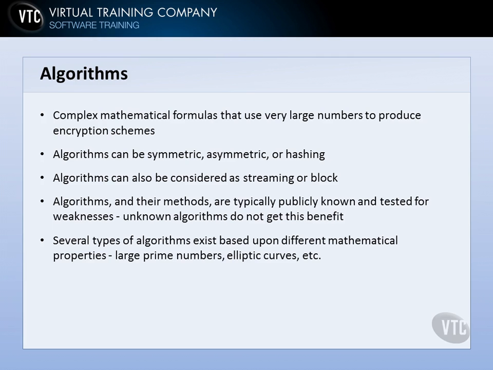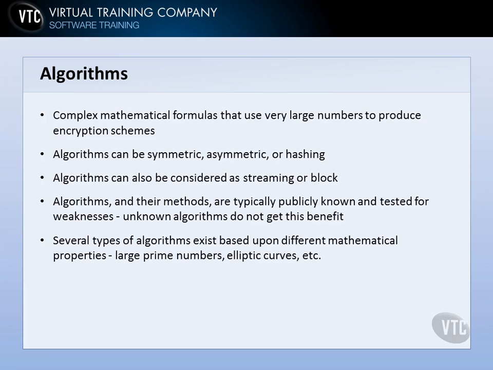Now, algorithms in general and their methods are typically publicly known and tested. And we do this to test for weaknesses because the algorithm itself should be well known and it should be put through these tests to determine if it's a good algorithm or not. A man called Kirchhoff, a long time ago, said that in encryption, the algorithm should be the known part. The key, on the other hand, should be the confidential part. Anyone can use any algorithm to encrypt and decrypt with. It's the key that's secret.